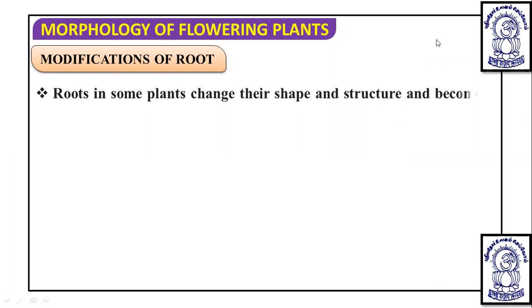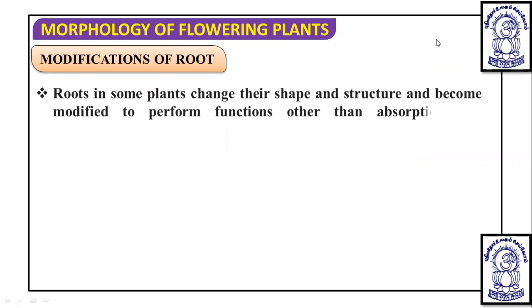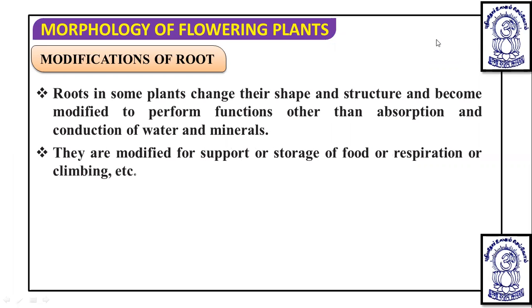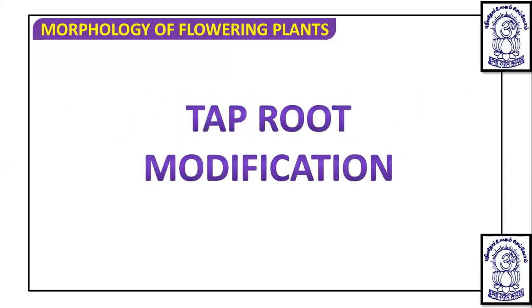Roots in some plants change their shape and structure and become modified to perform a function other than absorption and conduction of water and minerals. Actually, absorption of water and minerals is one of the main functions of root. But apart from this, they perform several functions by changing their shape and structure. They are modified for support, storage of food, respiration, or climbing. Such types of several functions can be performed by the modification.